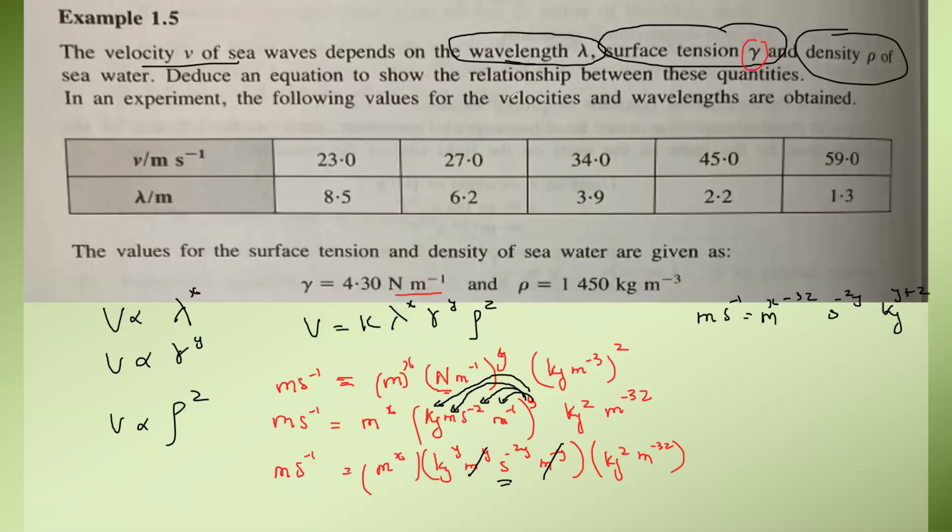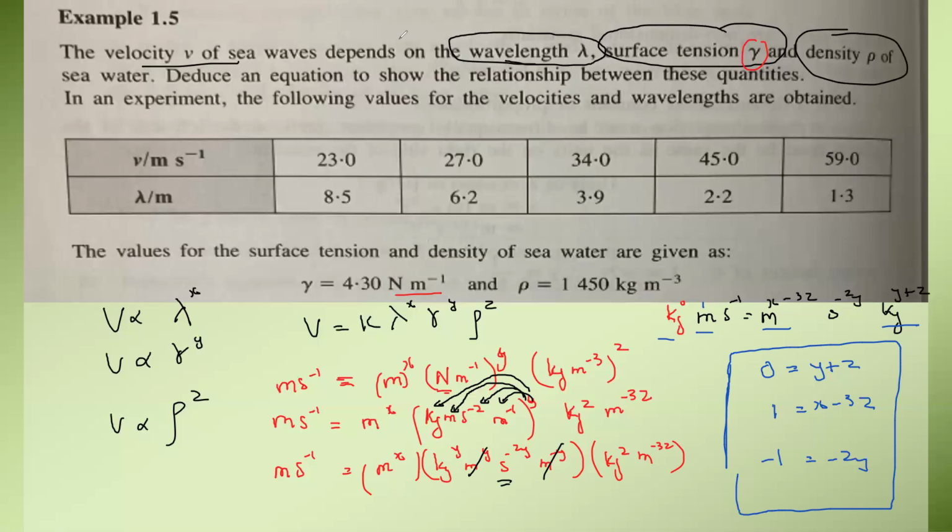Now we just compare. For example, kilogram does not have any unit on the left, so it means it is 0 here. So when we compare kilogram with kilogram, 0 is equal to y plus z. If I compare m, here it is 1, so 1 is equal to x minus 3z. And for the second, here is minus 1 and here is minus 2y. So again, minus 1 is equal to minus 2y. So we have 3 equations and we will solve. Like how it can be done.